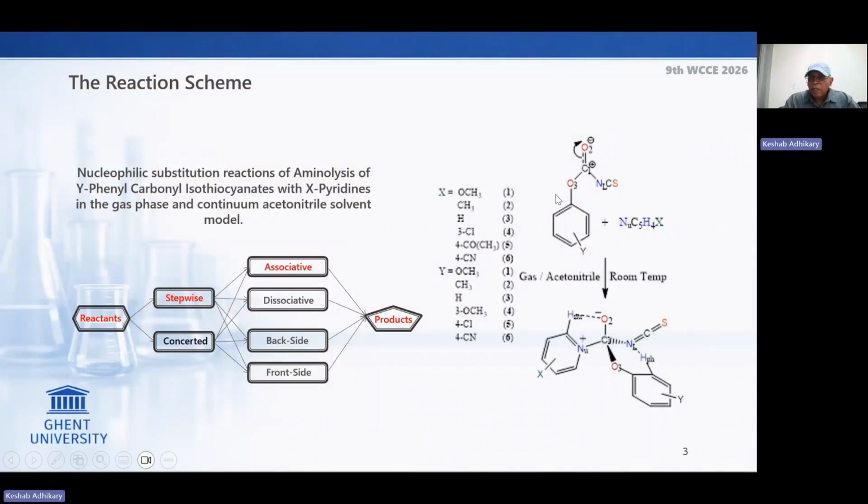Our system is phenyl carbonyl isothiocyanate. This one is the substrate, and the nucleophile is pyridine. So X is the nucleophilic substituents, and Y are the substrate substituents. Relevant substituents are here.